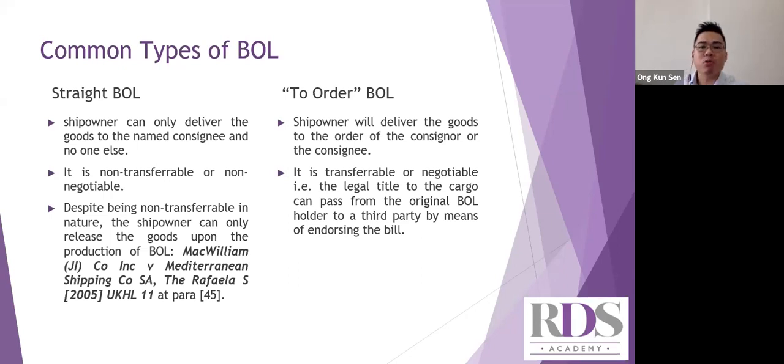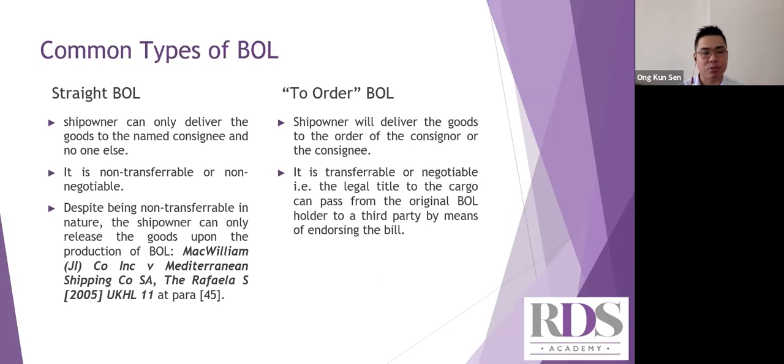Okay, as opposed to a straight BOL, a to order BOL is slightly different. In the consignee box, it will say something, for example, to the order of Kuhan, or to the order of myself, or to the assign of someone else. What it means is that the person who receives the goods at the end of the day doesn't necessarily have to be Kuhan. Okay, it can be to the order of Kuhan. Kuhan can, for example, ask the agent to take the goods on his behalf. So hence the words to order of Kuhan.